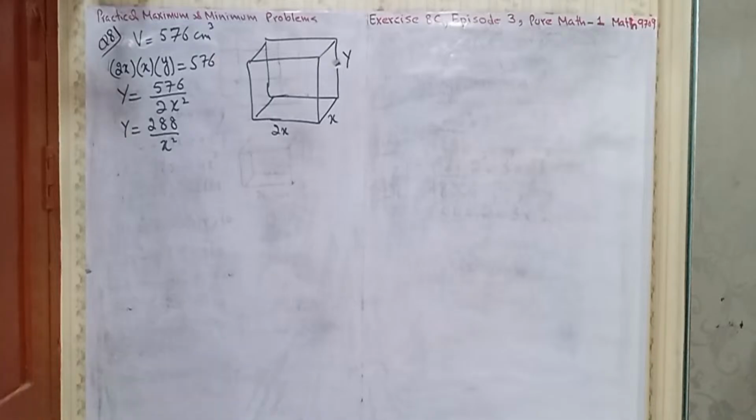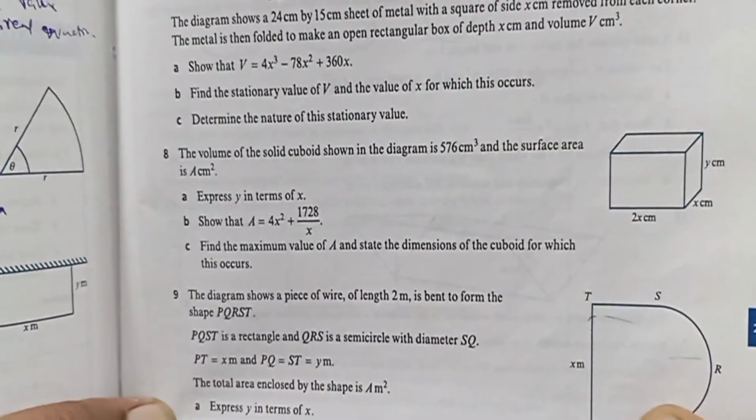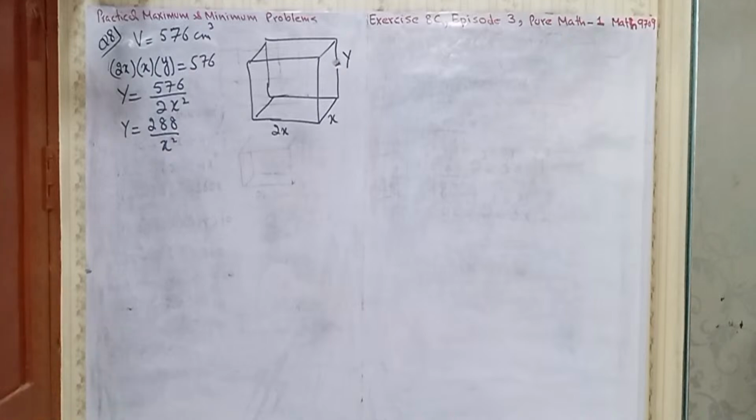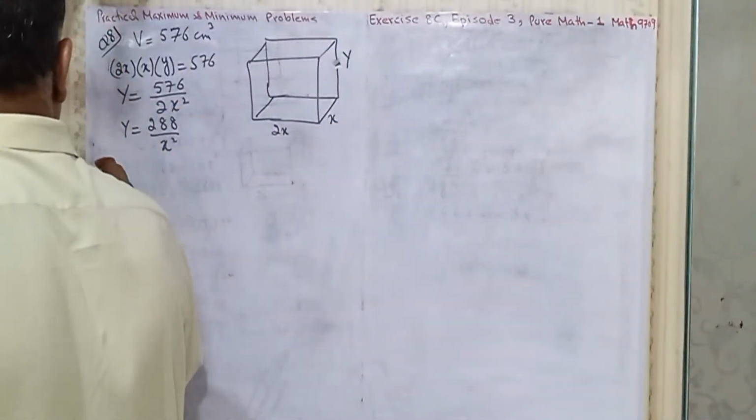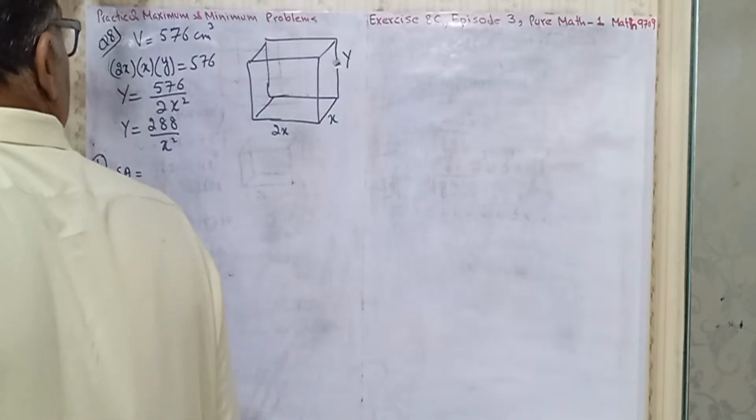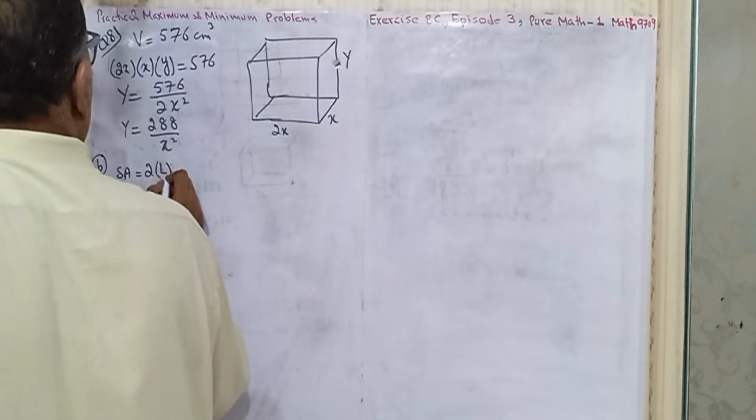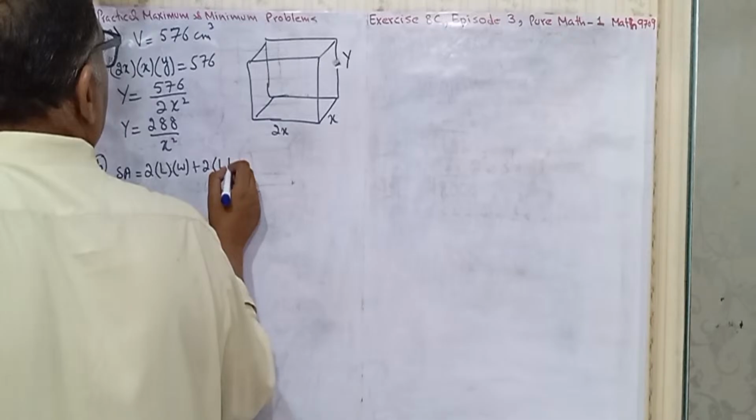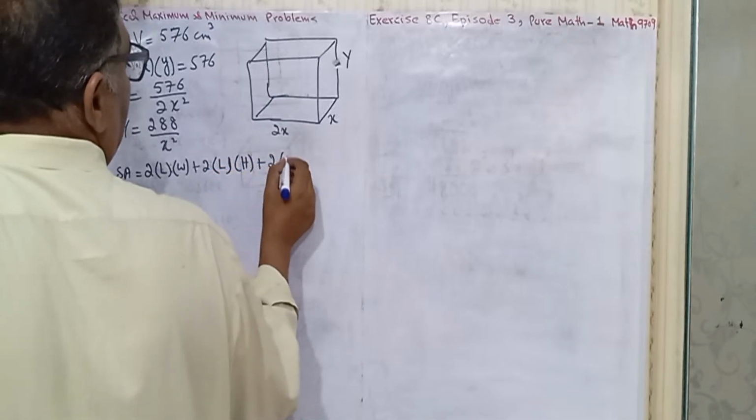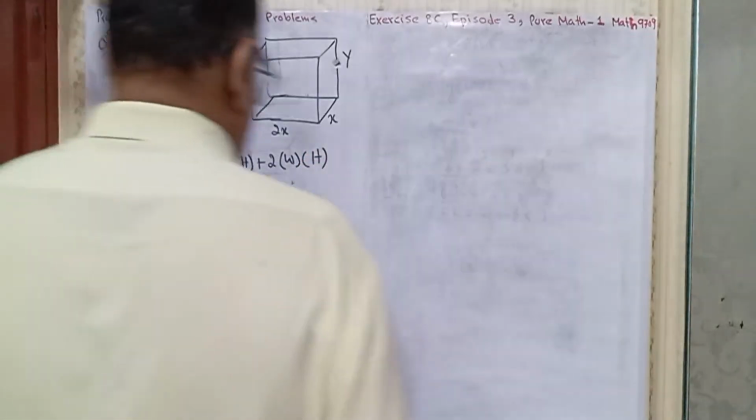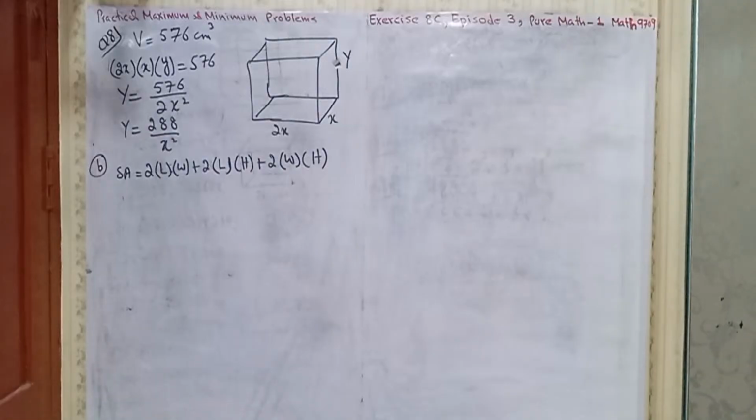Then we have the b part. In the b part, he says show that the area is equal to 4x square plus 1728 divided by x. You know the surface area of the solid cuboid is equal to 2 times length into width plus 2 times length into height plus 2 times width into height. So we will just put those values there and we will see.